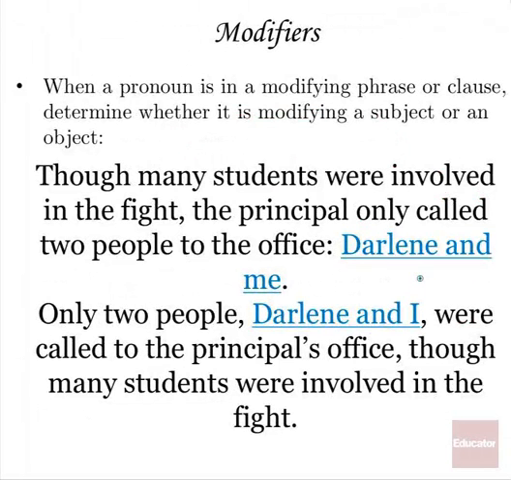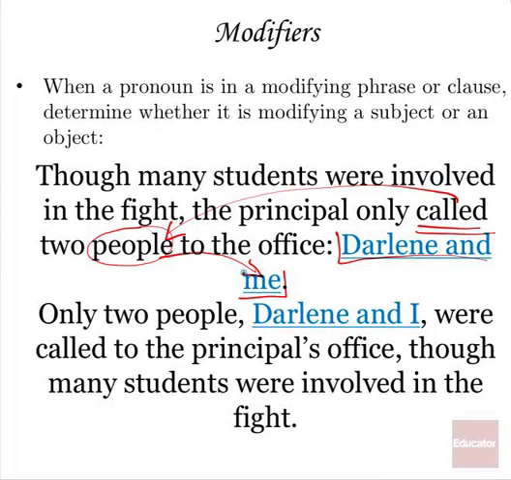All right, modifiers. When a pronoun is in a modifying phrase or clause, determine whether it is modifying a subject or an object. What does this actually mean? Though many students were involved in the fight, the principal only called 2 people to the office, Darlene and me. In this case, Darlene and me is modifying people. Well, what's the role of people in this sentence? It is the object, the direct object, of the verb called. So me has to be in the objective case because it's replacing an object.